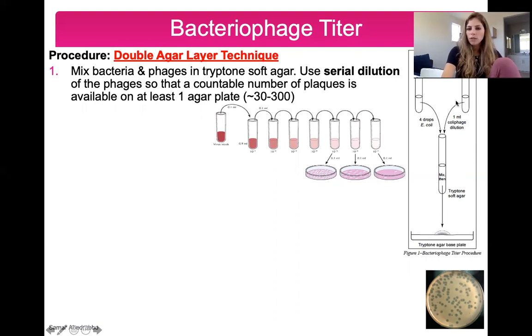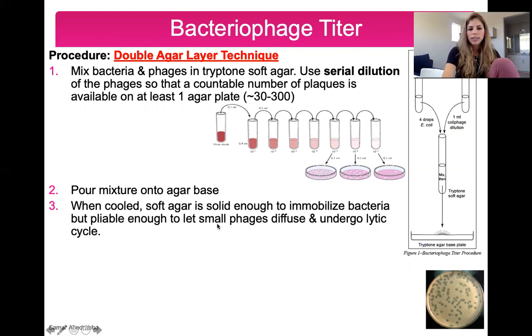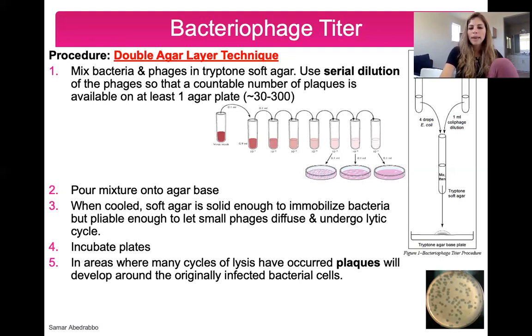And so we're using different dilutions of phage. So we're using serial dilution of phages so that we can get a countable number of plaques, clear spots, because we want to be able to calculate phage titer. And then once you mix your bacteria and your different dilutions of your viruses or your phages, you will pour the mixture onto the agar base. And then once it cools, the soft agar is solid enough to kind of stop the bacteria from moving, but also soft enough to let the phages or viruses diffuse and infect the bacteria, causing them to lyse, causing the lytic cycle. You incubate the plates, and then when you come back, you're going to see that your plates will have plaques on them, meaning that those bacteria were infected by the phage that we added.